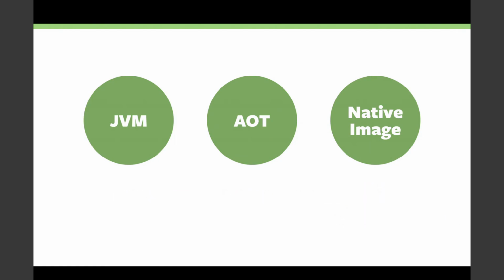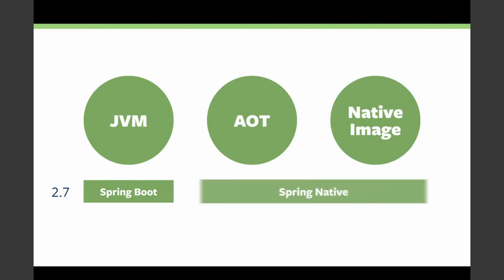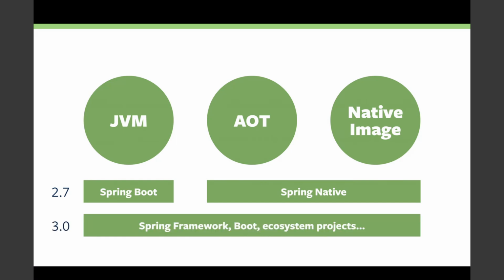All right, just from timing, in the 2.7 generation, Spring Boot applications were built and run as JVM applications, and there was a project called Spring Native that explored these other options that I've just explained on the right, the ahead-of-time compilation and the native image builds. In 3.0, this is all folded into the ecosystem projects natively.